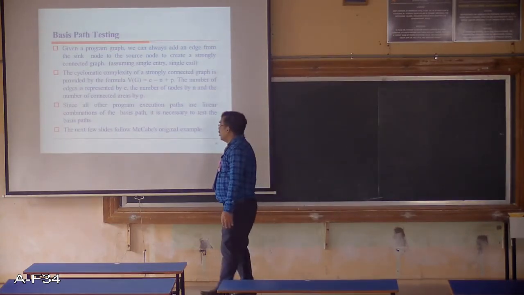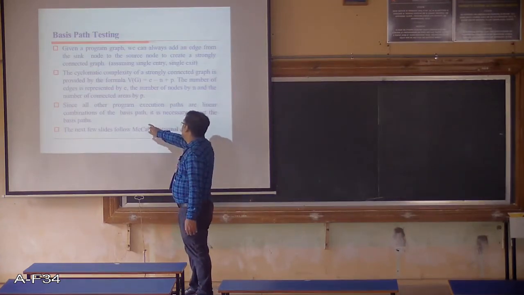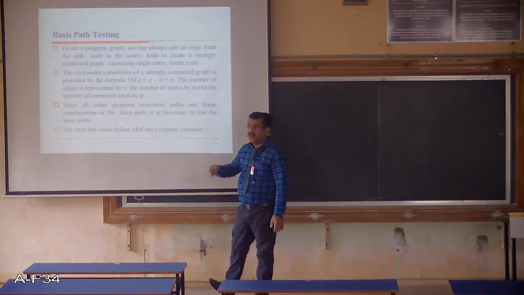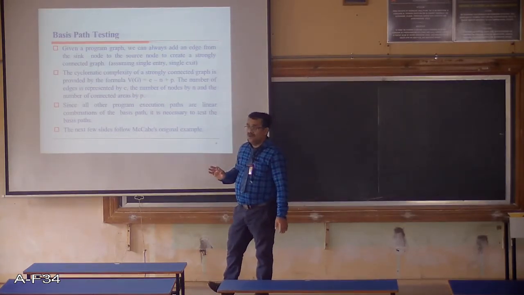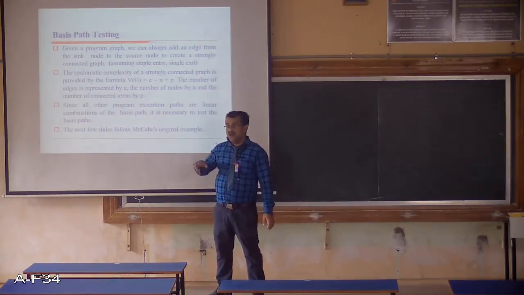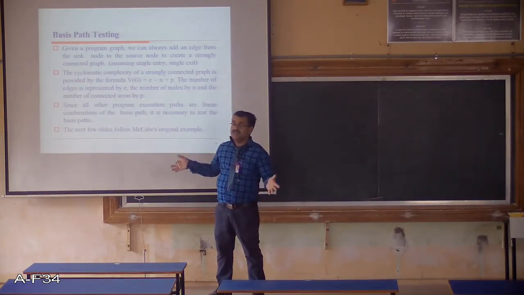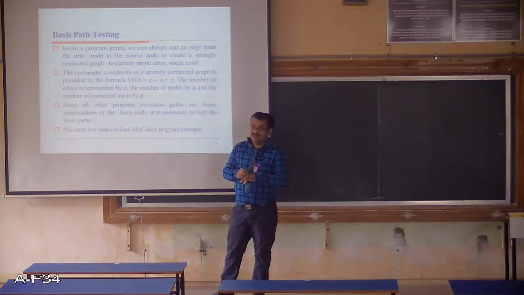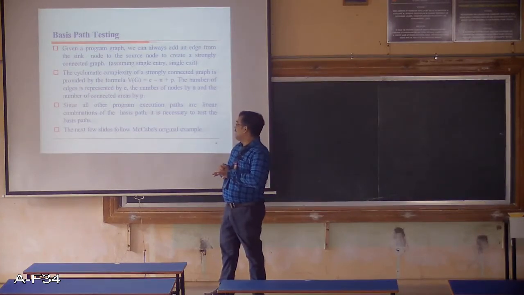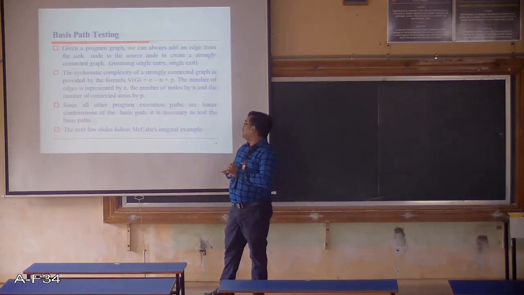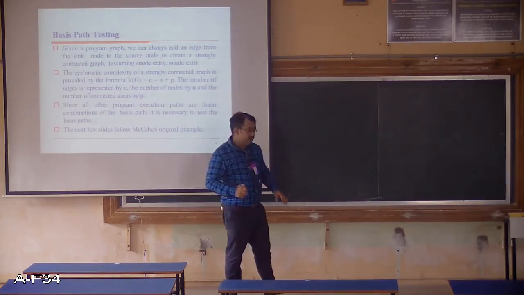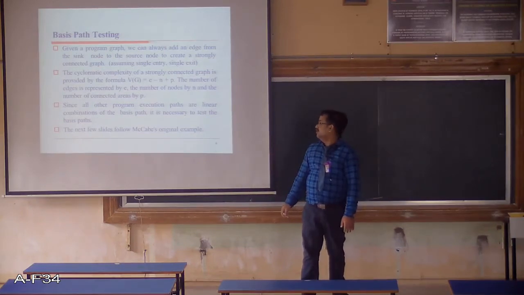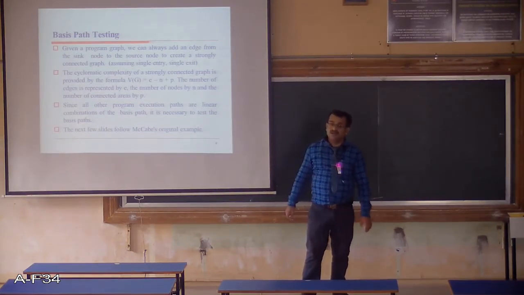Since all other program execution paths are linear combinations of basis paths, it is necessary to test the basis paths. So when you draw the program flow graph, all the other paths can be derived from these basis paths. So it is important to derive the test cases for the basis paths. The next few slides will show McCabe's original example, the original example he used to define this basis path testing mechanism.